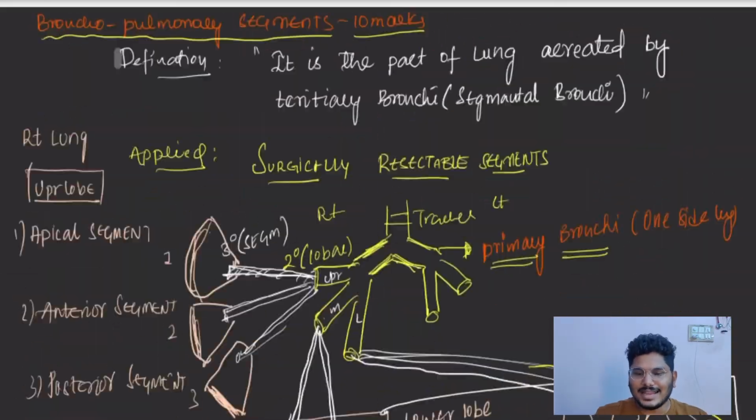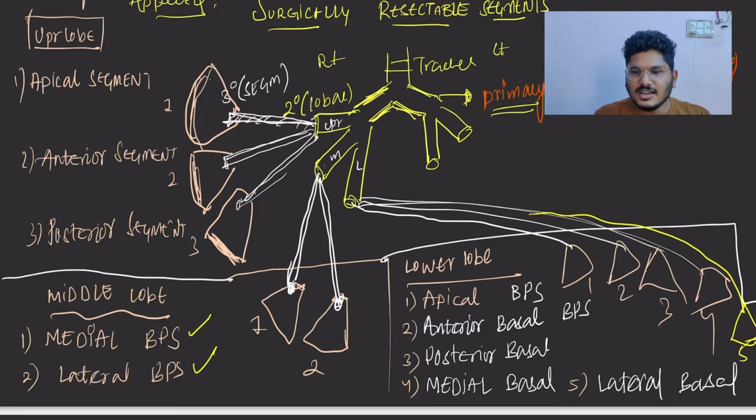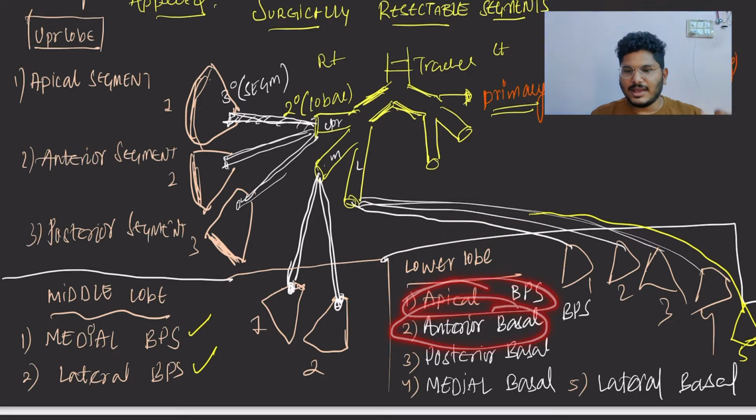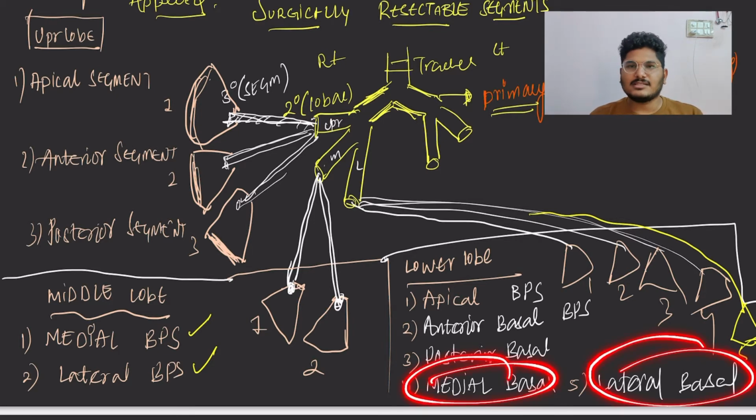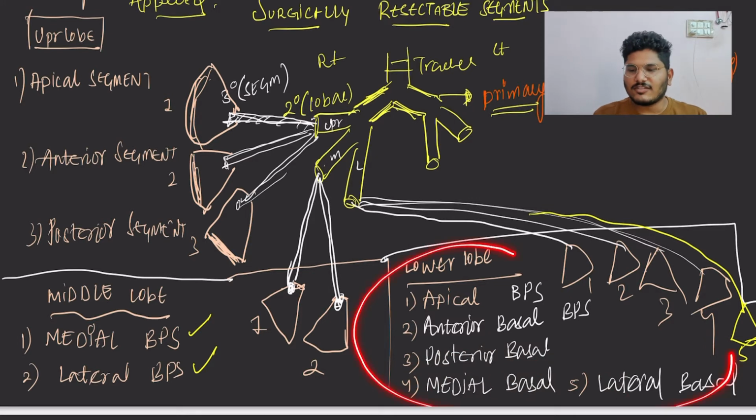Here we should focus: the lower lobe has the apical bronchopulmonary segment, which is at the apex, then anterior basal and posterior basal, which are anterior and posterior, forming the base. A medial basal, which is on the medial surface, which cannot be seen on the anterior surface or on the lateral surface of this lobe, but is seen on the medial surface. And there is a lateral basal bronchopulmonary segment. Therefore there are 5 bronchopulmonary segments for the lower lobe of the right lung.